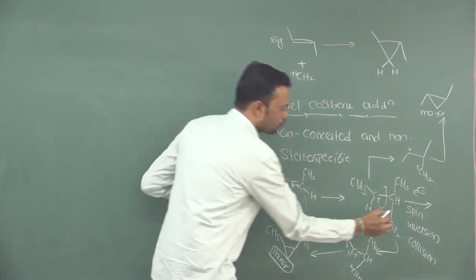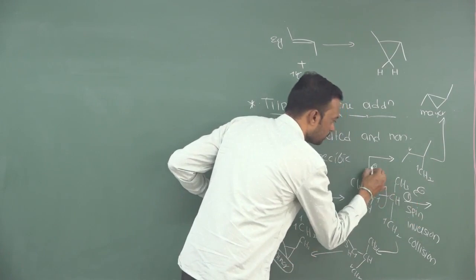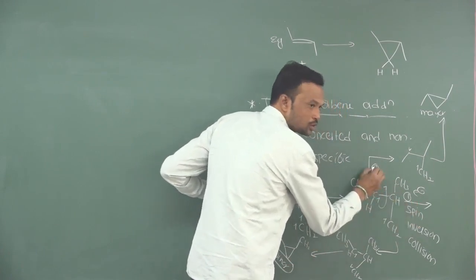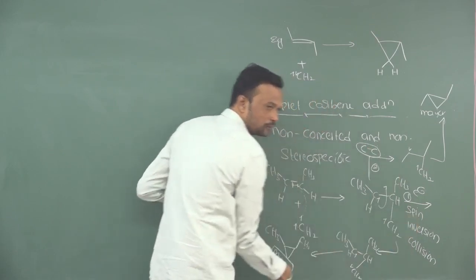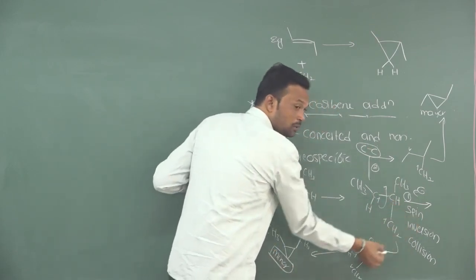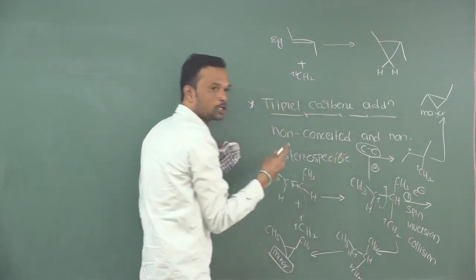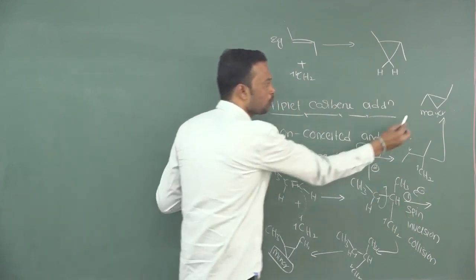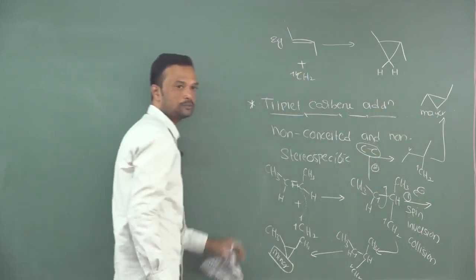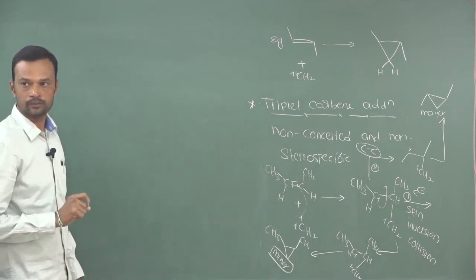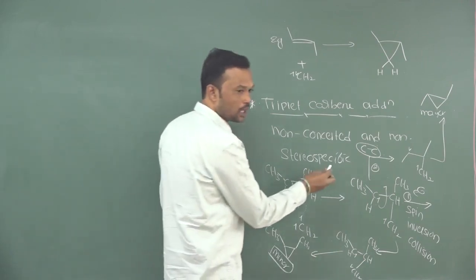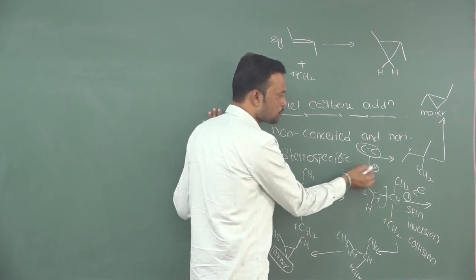This is the first pathway, and this is the second pathway: spin inversion pathway and CC rotation pathway. Sometimes the spin inversion pathway may be major, sometimes the CC rotation pathway may be major. That depends upon the orientation of cyclopropane formation. So don't think that CC rotation is always major. This was proposed by Skell. Skell introduced this process.